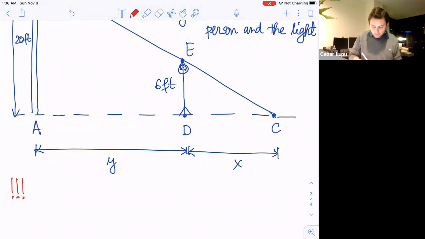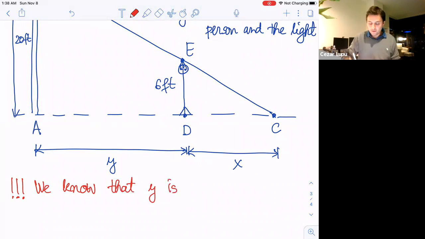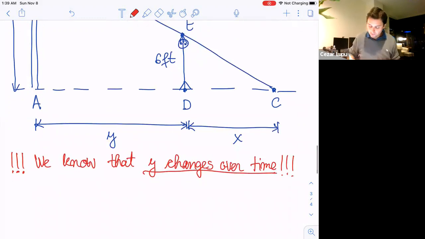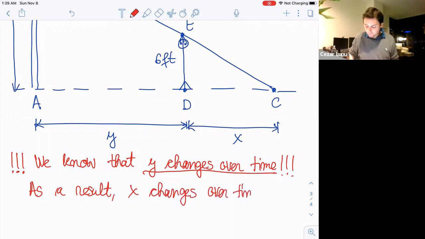So we know that y is changing. So y changes, let's say, over time t. Over time, this is important. And as a result, x will change, x also changes over time. So as a result, x changes over time. Okay.